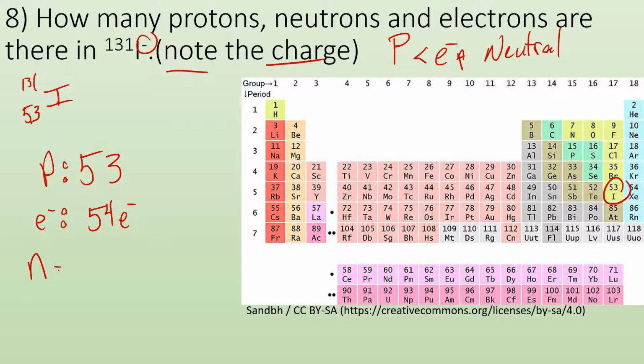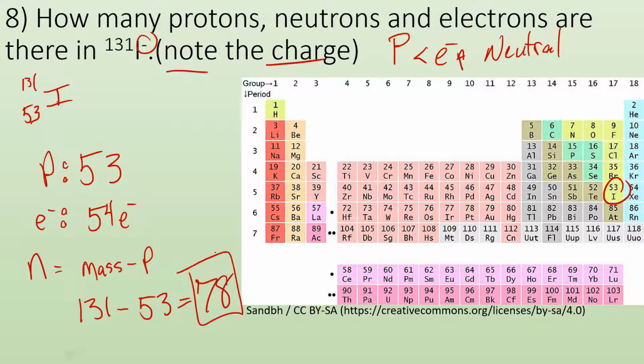And neutrons, well, you've got to take the mass and subtract the number of protons, because electrons are so small that we just say there is no mass and we'll still get the right answer. So the mass of an atom is really just the protons and the neutrons. So if I want the neutrons, it's mass minus protons. So it's 131 minus 53. And oh man, I'm struggling. 78 is how many neutrons I got. So there you go. 78 neutrons, 53 protons, and 54 electrons.